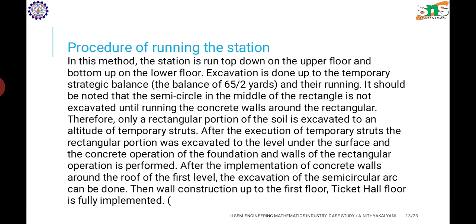After the execution of the temporary structure, the rectangular portion was excavated to the level under the surface and the concrete operation of the foundation and walls of the rectangle is performed. After the implementation of the concrete walls around the roof of the first level, the excavation of the semicircular arc can be done. Then wall construction up to the first floor, the ticket hall floor, is finally implemented.